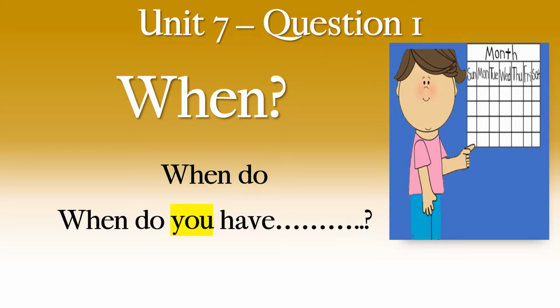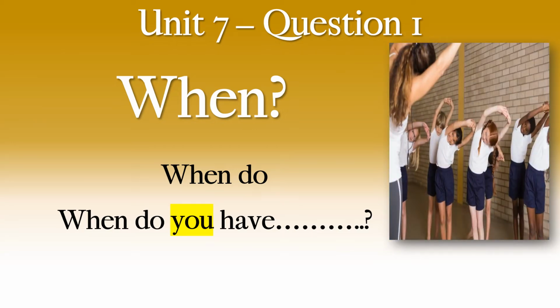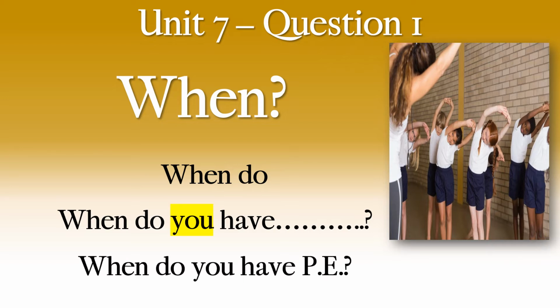Now we know that the word is you because of the word do. So in this question in the book, we are using you. It could be I, it could be we, it could be they. But in the book, the question is you. When do you have... Oh, what subject is this? PE, that's right. When do you have PE? So this is our question.